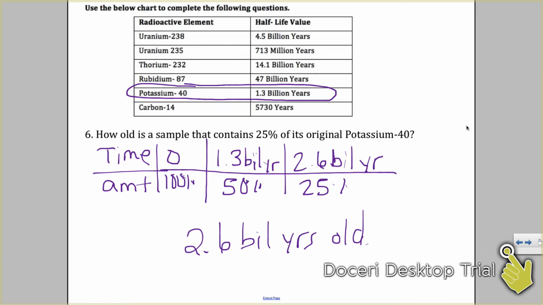Here's a question for you that's not on here. How many half-lives occurred? Aaron, two half-lives. You got one here and one there. Got it? Going from here to here and here to there. All right? Okay. Questions?